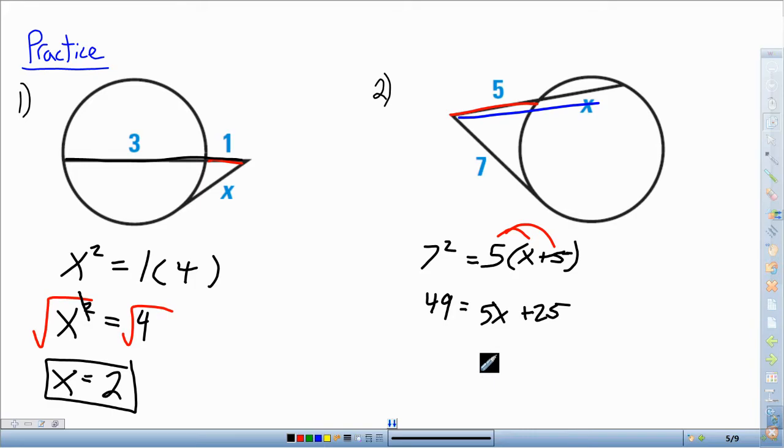And then subtract 25 and divide by 5. So let's see, 49 minus 25. Might as well use my calculator since it's here. I'm getting 24 equals 5x. Divide both sides by 5. I'm getting 4.8. I'm going to flip it around.